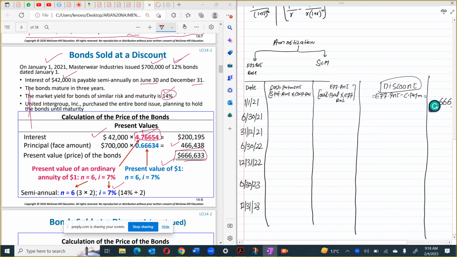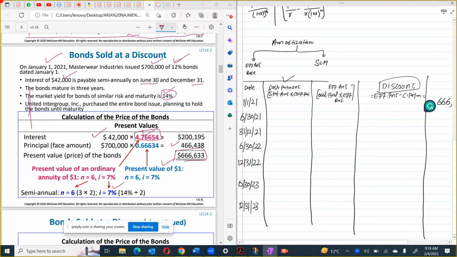Now, how will you calculate the cash payment? Remember, the cash payment will be the same every period. What is the cash payment? This 42,000. So you will pay 42,000 here, then here, then here. Got it? Yes. Okay.